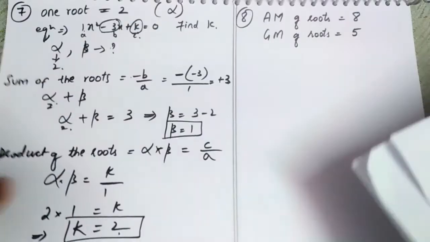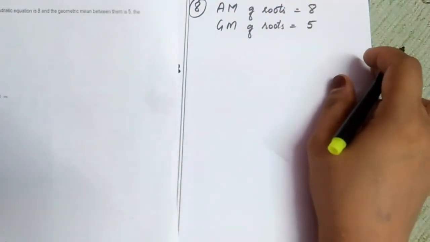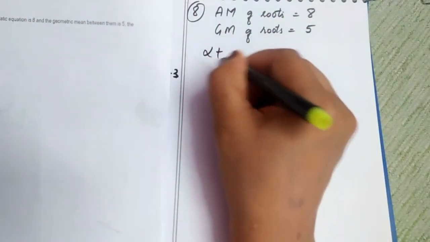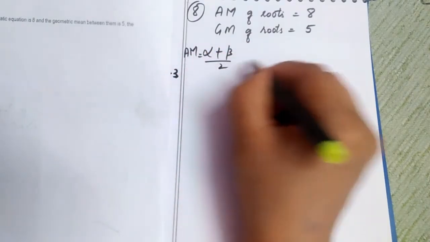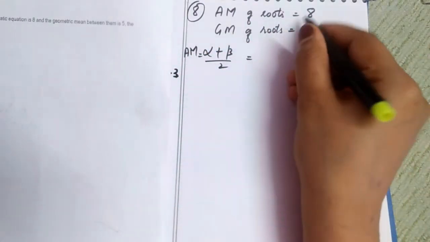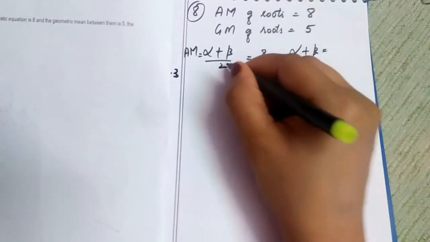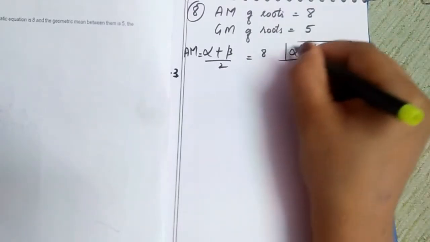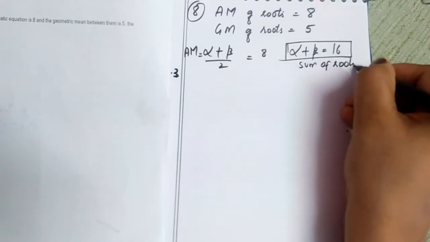This is very simple. It's just forming an equation. So let's see the 8th problem. AM of the roots. What is arithmetic mean? That means an average of roots. Average of roots is alpha plus beta divided by 2. This is nothing but AM. We are already given it as 8. So alpha plus beta, when we send the 2 to the other side, is 16, right? So by this we got the sum of roots.